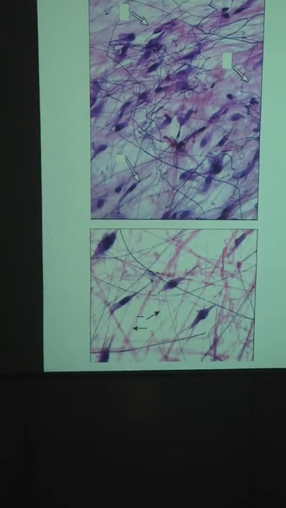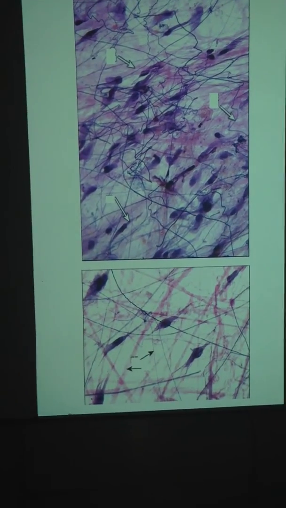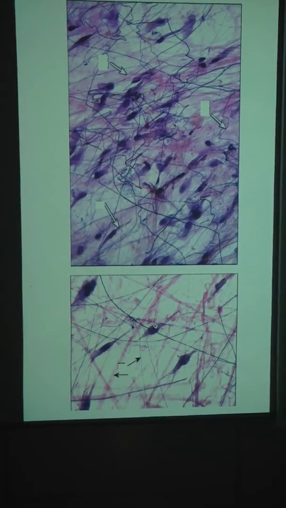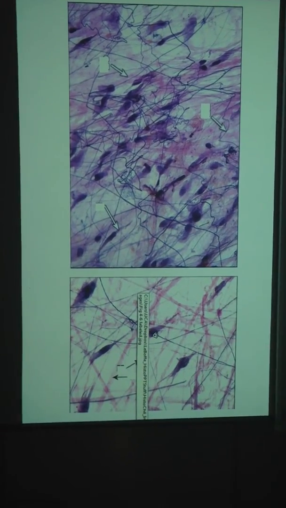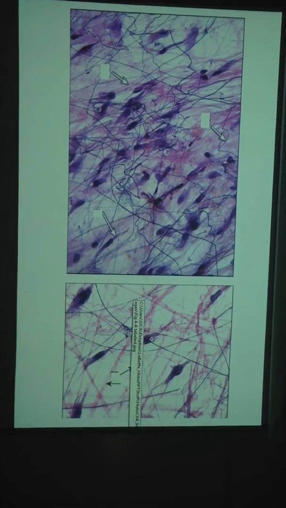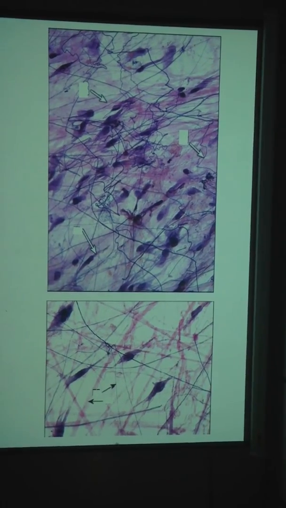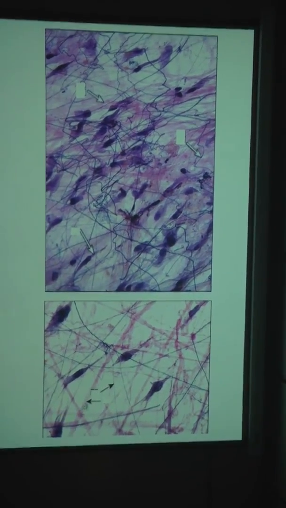Type? Areolar. Cells here, and here, and here, and here. Fibroblast, fibrocyte. How about the bigger, kind of pink bands running through? Those are the collagen.